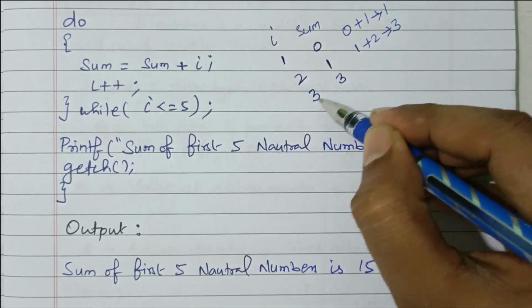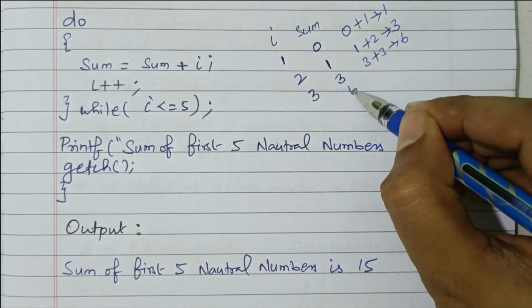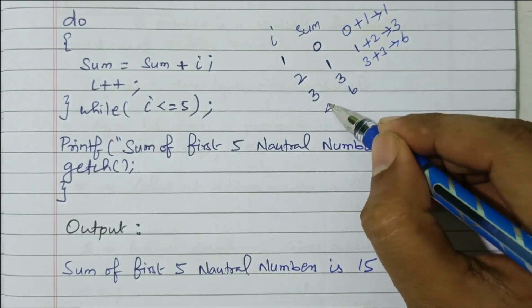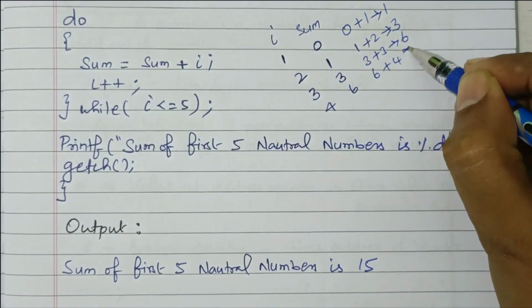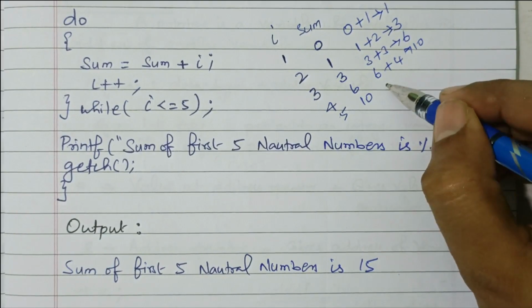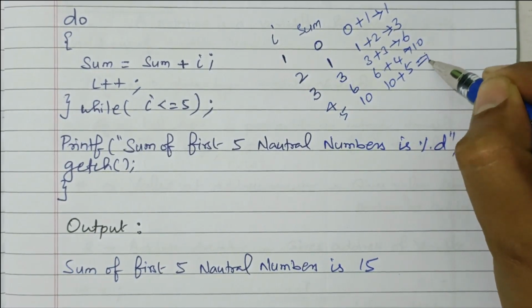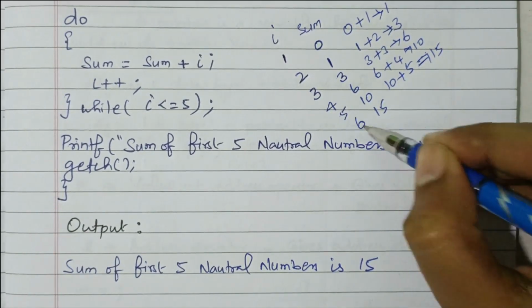This condition is true. So 3 plus 3 becomes 6. Now the sum becomes 6, right? I is incremented to 4. This condition is also true. So 6 plus 4, 10. The sum becomes 10. I is incremented to 5. Sum equal to sum plus I is 15. So now sum becomes 15. Then I is incremented to 6.